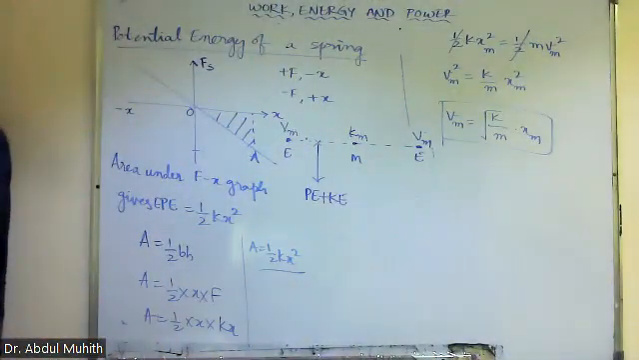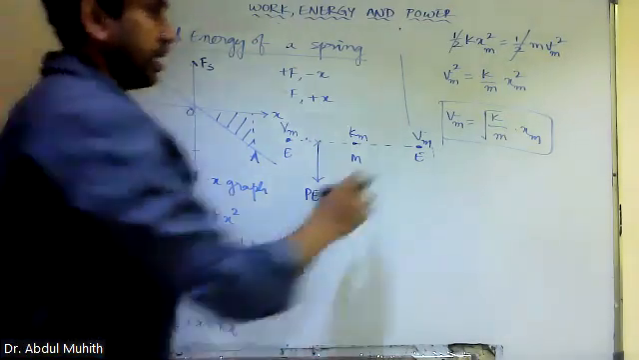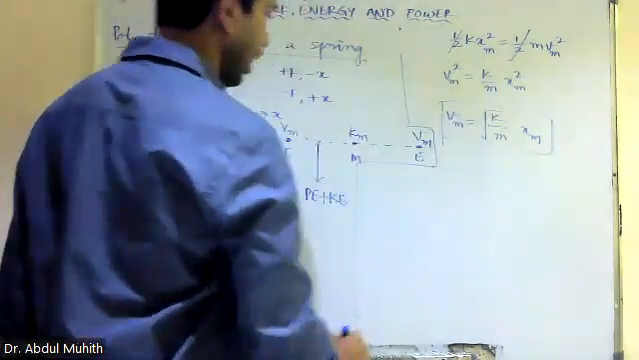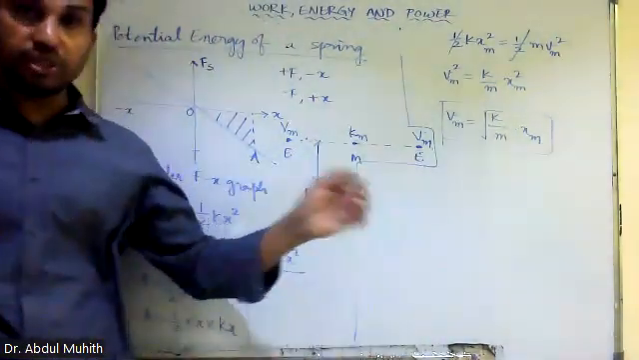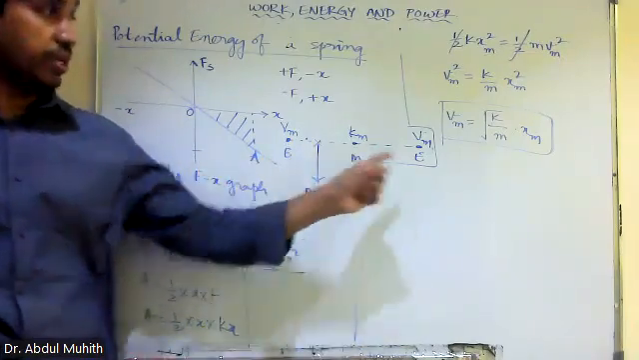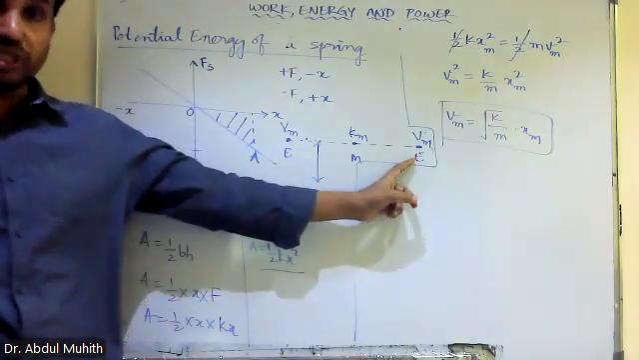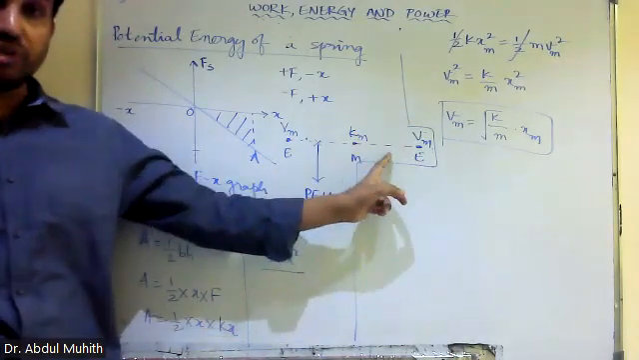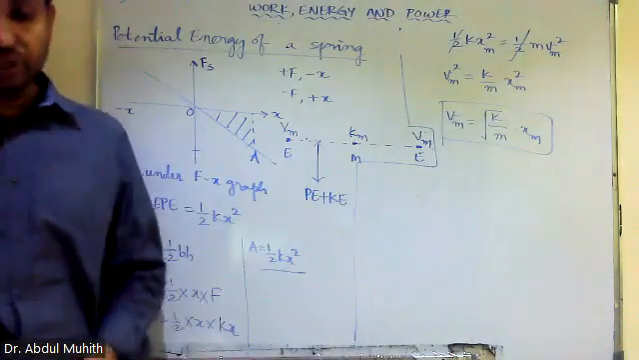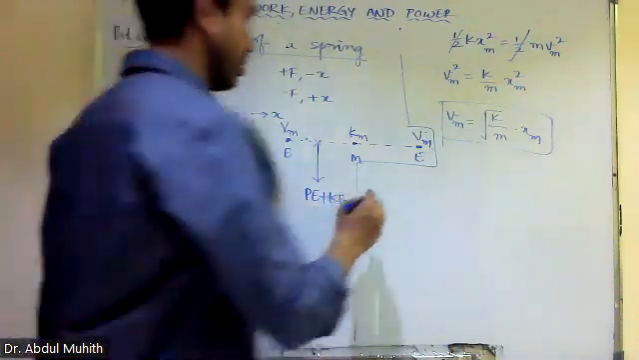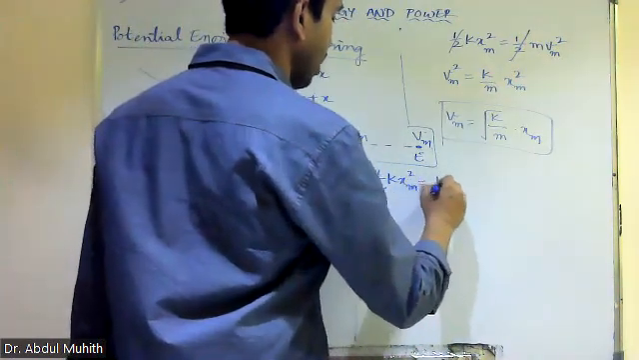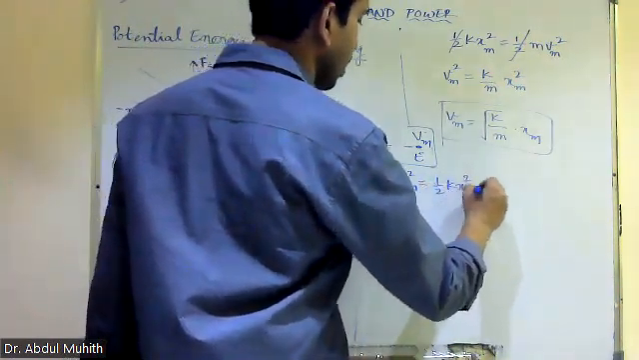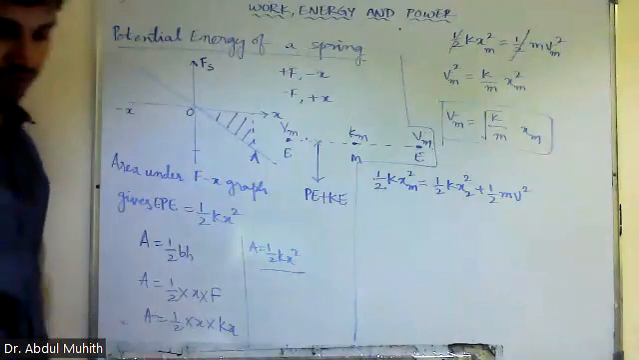Now, as I told you, the energy is conserved, meaning the energy is neither created nor destroyed, but can be transformed from one form to another. At the extreme there is only potential energy. Here there is only kinetic energy, but in between there is potential and kinetic at the same time. So what is the formula? Half k xm square equals half k x square plus half m v square.